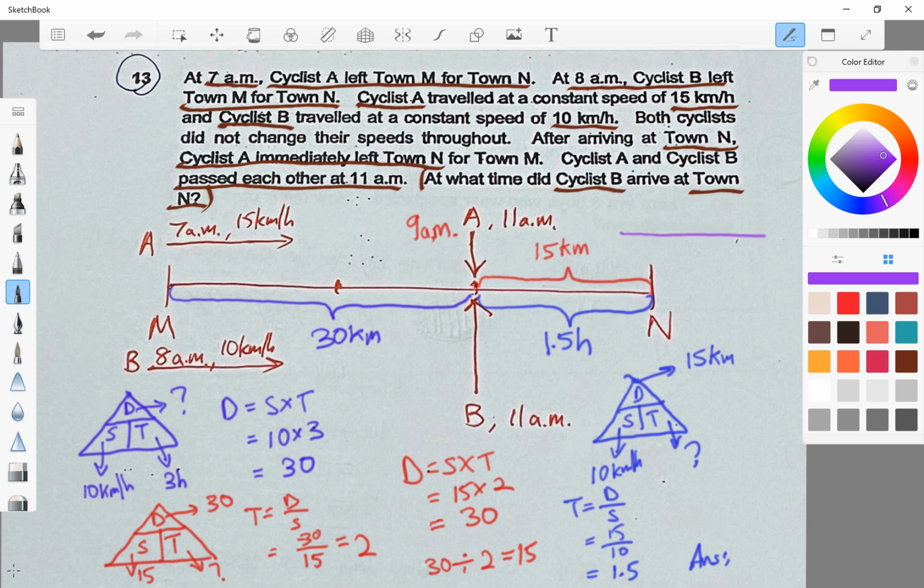In purple, from 1100 hours, 1 hour later, it will be 1200 hours, and another half an hour later, it must be 1230. So I managed to find the answer. I have found the answer to be 1230.